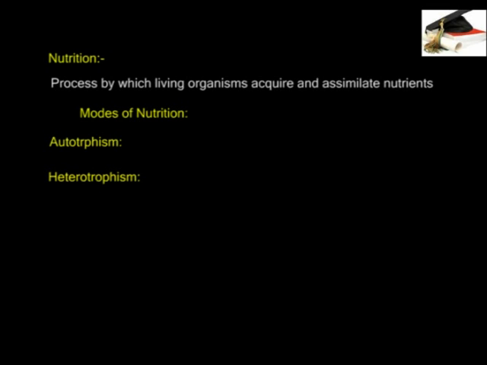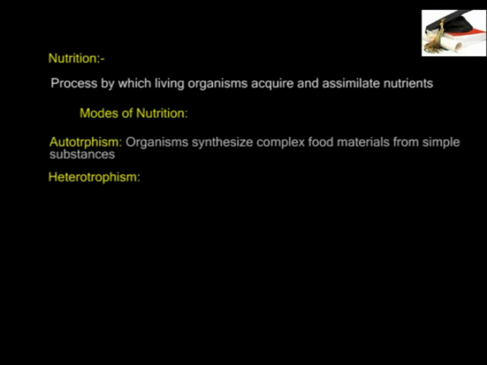Autotrophism is a mode of nutrition in which the living organism manufactures its own complex food substances from simple substances. These simple substances are carbon dioxide, water, light, and chemical energy. The simple substances are obtained from the immediate environment. Living organisms that make their own food are known as autotrophs.